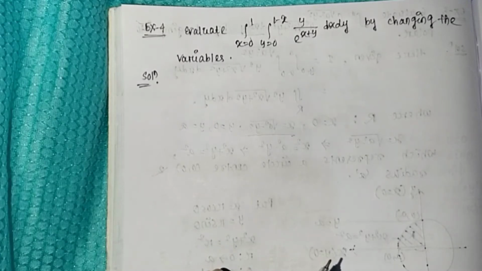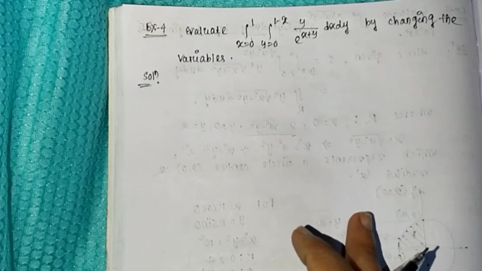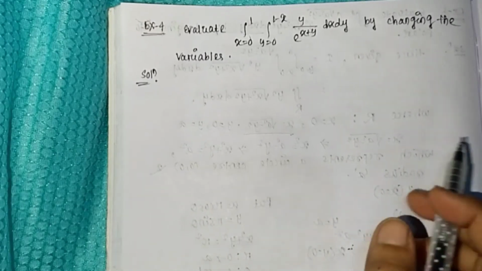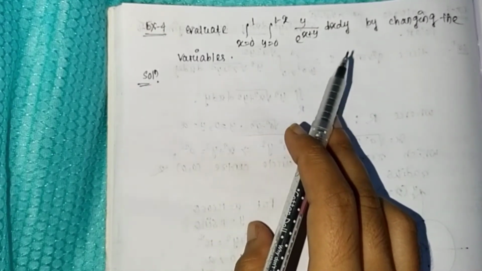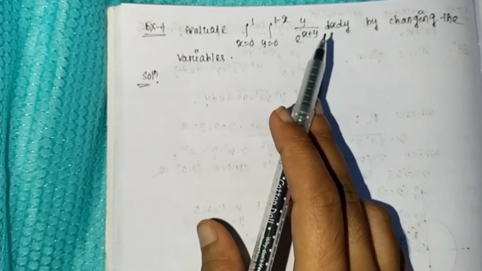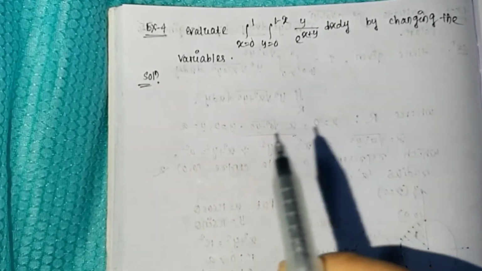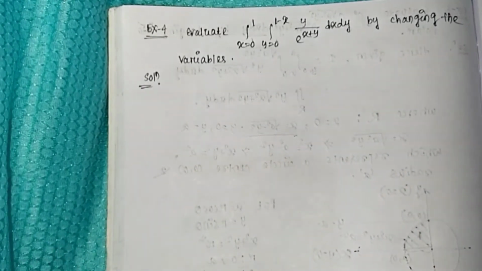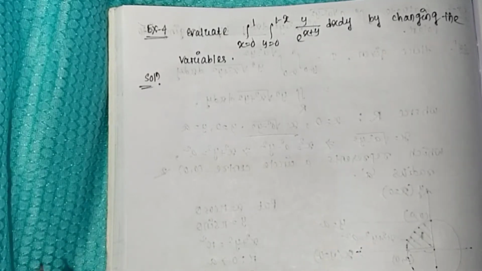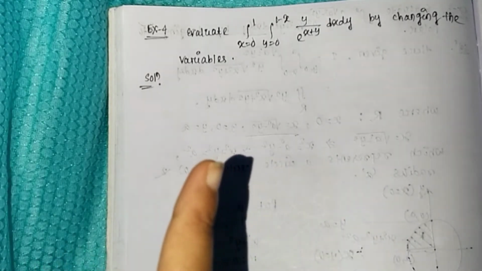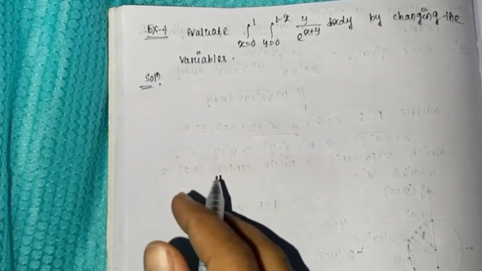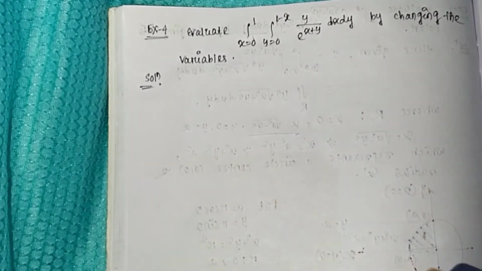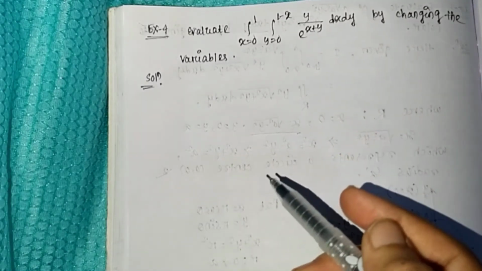Hello students, this is our last lecture in change of variables. Our last example on changing the variable of double integration. Previously we saw one example in which we changed the variables into polar coordinates. In this lecture we see how to change the variable in Cartesian form.